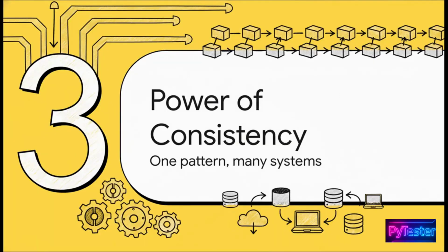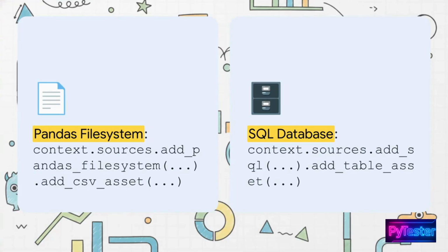Okay, so here's where the Fluent method really starts to shine. It's not just about tidying up one connection, it's about giving you a single predictable pattern for all your connections. This is the power of consistency. Just look at this side by side. On the left, we're connecting to a local CSV file with pandas. On the right, we're connecting to a SQL table. See the pattern? Yeah, the specific method names change. add_pandas_filesystem becomes add_sql, and add_csv_asset becomes add_table_asset. But that fundamental flow, that chaining from the source to the asset, it's identical.